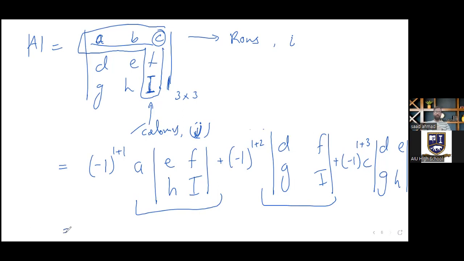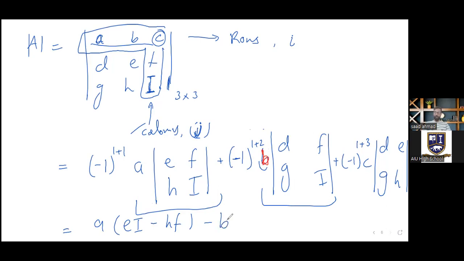All right, so it will become like 1 plus 1 is 1. So it will be A times EI minus HF. So this will be -1 to the power 3. Whenever -1 has odd powers, it gets negative. So minus, oh, I missed this B here, sorry. This B was missed here, okay, the entry.